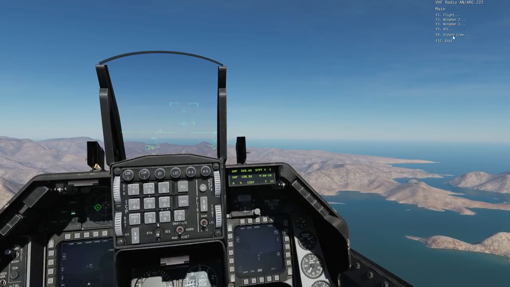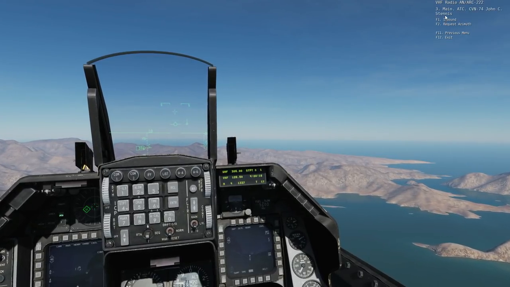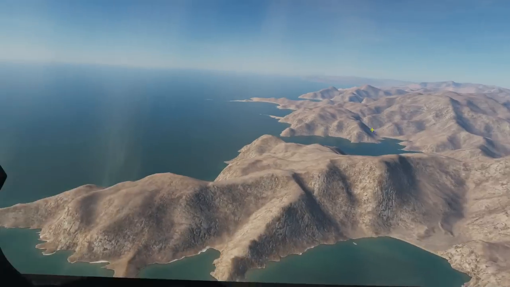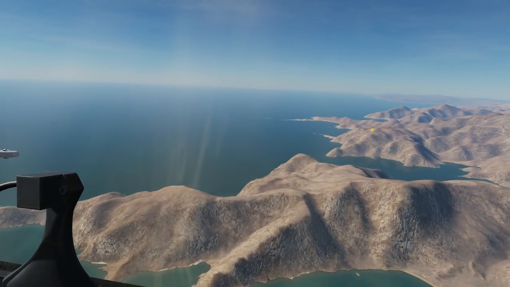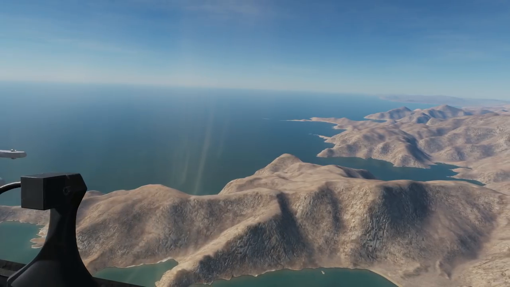ATC, Stennis, inbound. Marshal 11, Archie Mop Street 42, walking. Angels 6.9, State 7.2.